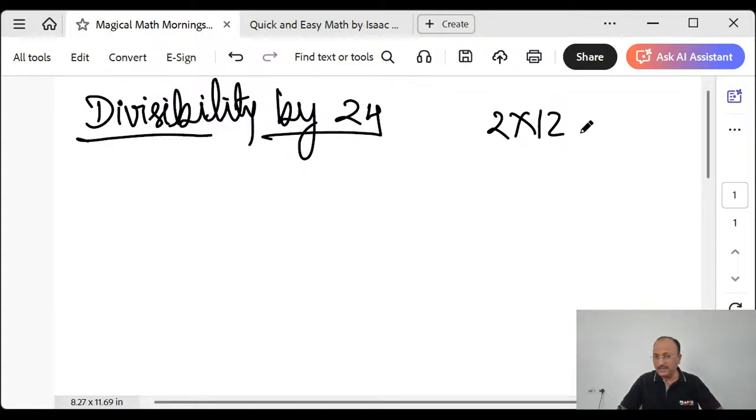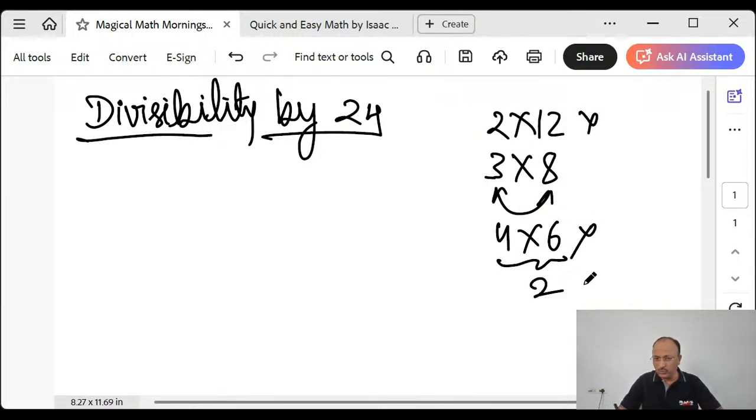2 into 12, we cannot use it. 3 into 8, yes, we can use it. But can we use 4 into 6? No. These two have a common factor of 2. These two also have a common factor of 2. Correct? So what can we use? You should check the divisibility by 3 and 8. Understood? Any number, you try to express as a product of co-prime numbers, and then we can check.